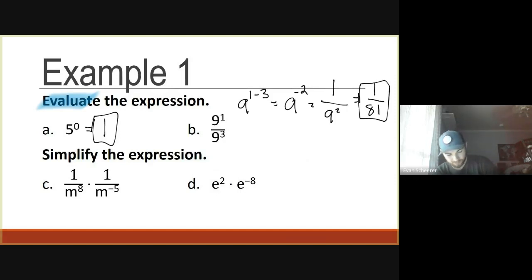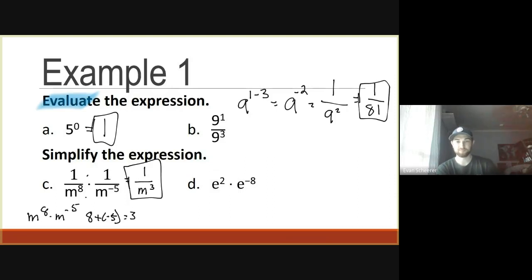This next one, 1 over, right? Because 1 times 1 is 1. Now we need to do m to the 8 times m to the negative fifth. So that means I need to do 8 plus negative 5. Well, 8 plus negative 5 is 3. So therefore, I get 1 over m to the third power, and I'm done. 8 plus negative 5 is 3, so you just put m to the third.